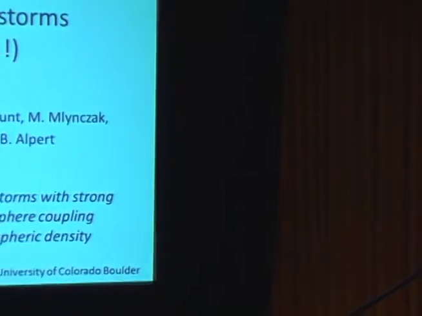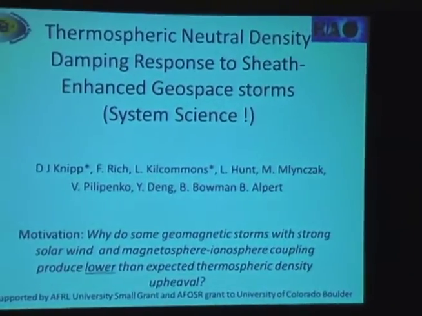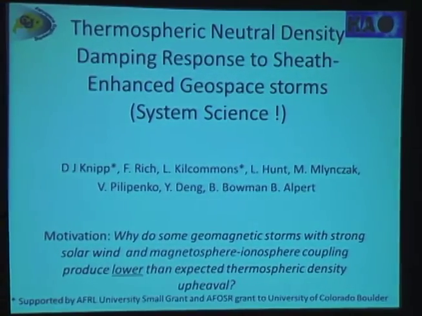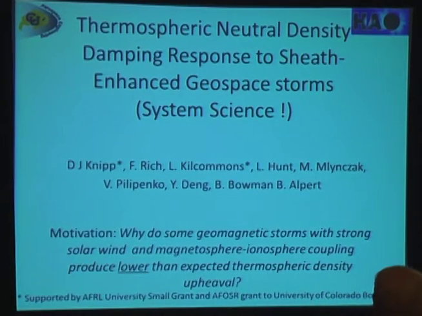I have been working with an excellent group of colleagues to understand why it is that some geomagnetic storms with particularly strong solar wind and ionosphere coupling produce lower than expected thermospheric density upheaval. This work, sponsored by Air Force Research Lab, AFOSR, and NSF, is actually coming from the operational community.